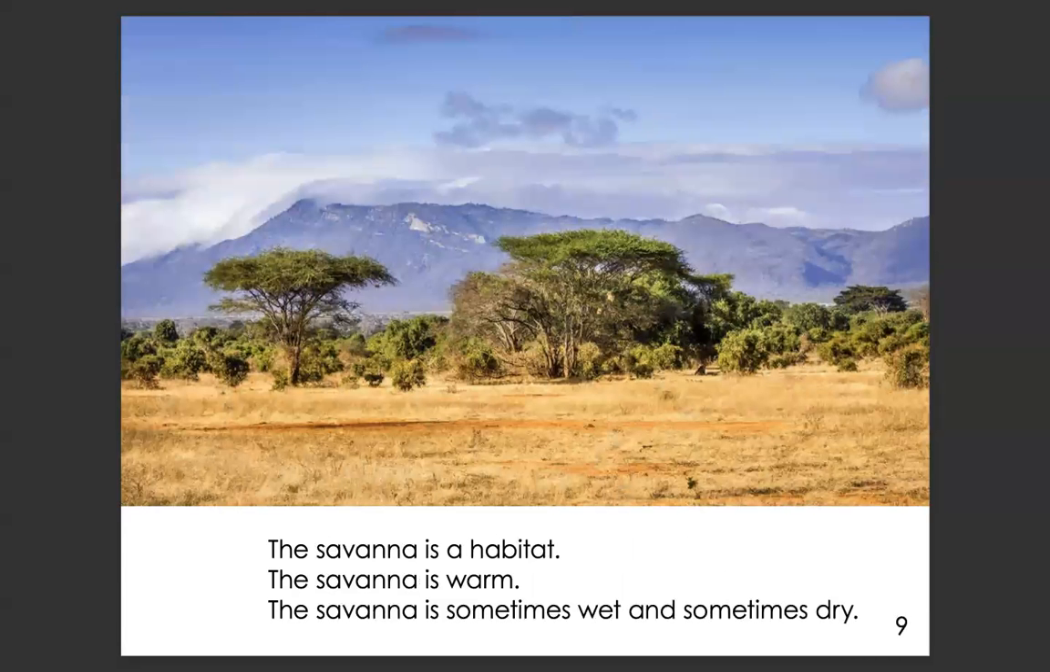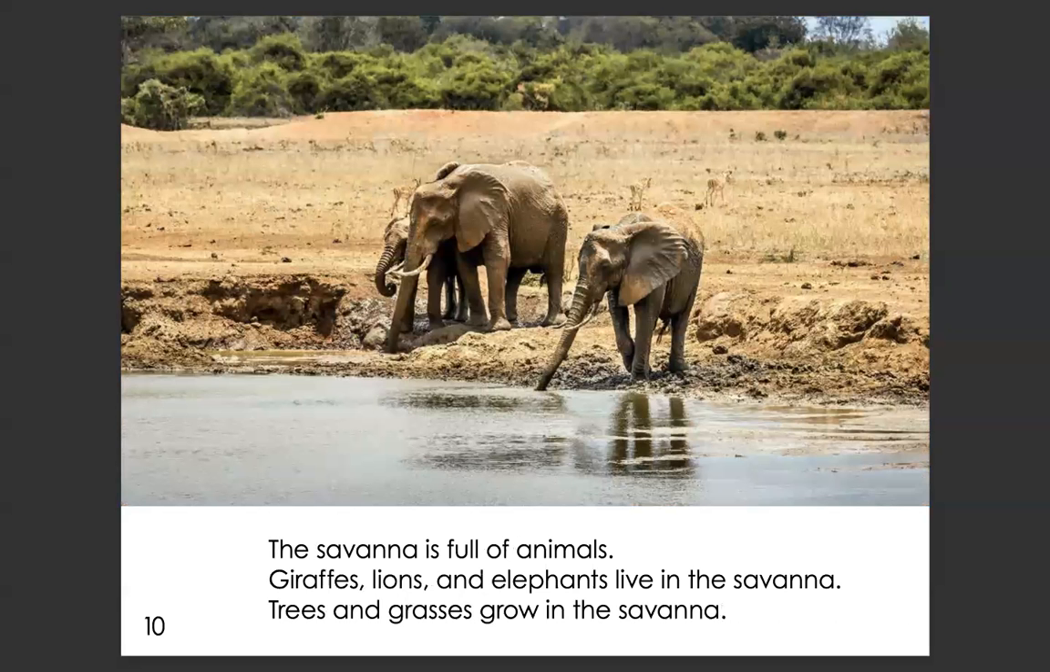The savanna is a habitat. The savanna is warm. The savanna is sometimes wet and sometimes dry. The savanna is full of animals. Giraffes, lions, and elephants live in the savanna. Trees and grasses grow in the savanna.